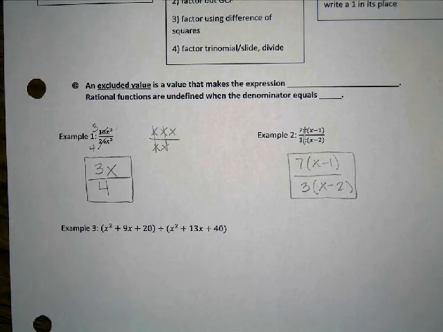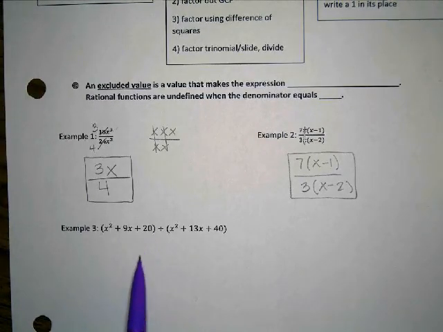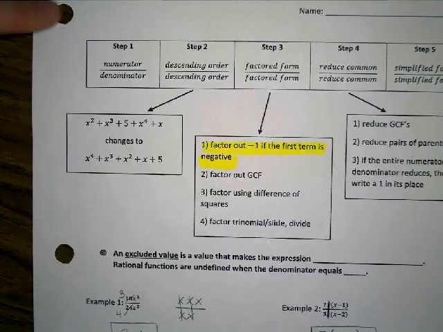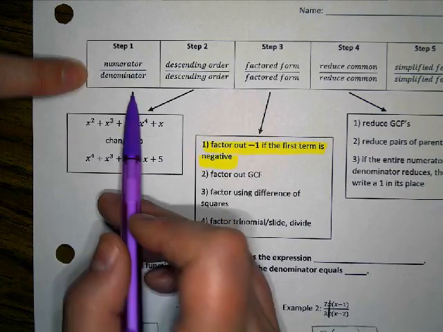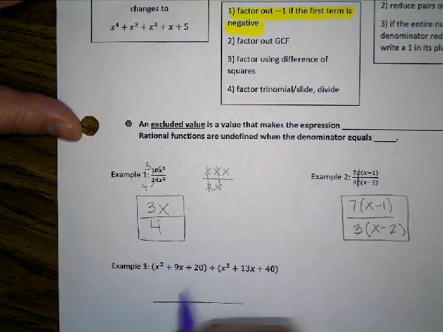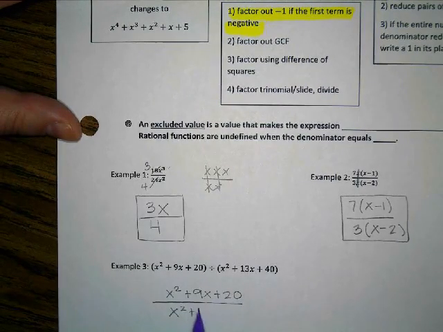Okay, example 3 says that it's a division problem, but it's not written as a fraction. So I'm going to look at step 1. Step 1 says to write this problem as numerator over denominator. So that's what I'm going to do first. Numerator, I've got x squared plus 9x plus 20. That's going to be on the top, divided by x squared plus 13x plus 40.